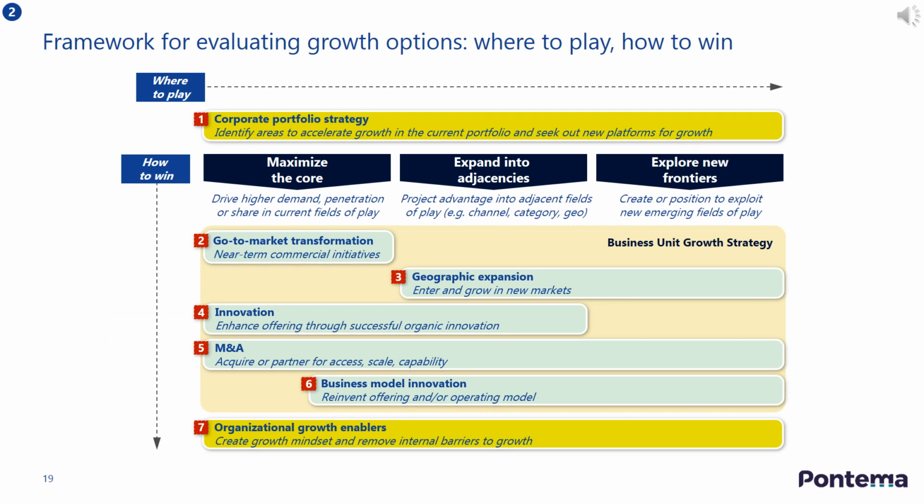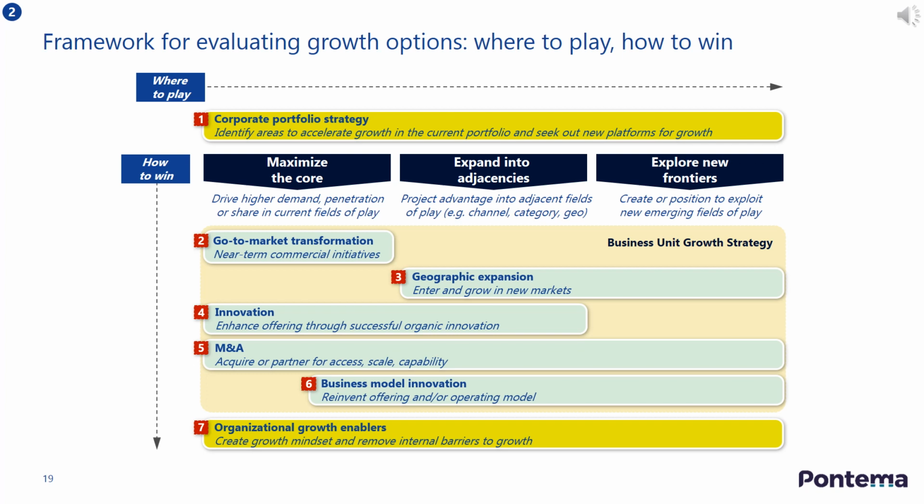Now that you have considered the starting position when developing a growth strategy, you need to turn your attention to evaluating the growth options available to an organization. The slide outlines a framework that can be used to map out growth options. The Where to Play axis is the markets you choose to pursue, and the How to Win axis is the method of accessing a market.